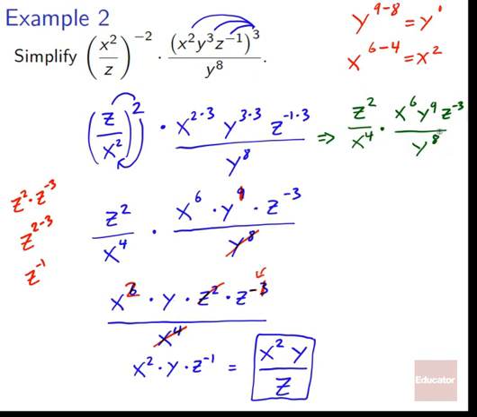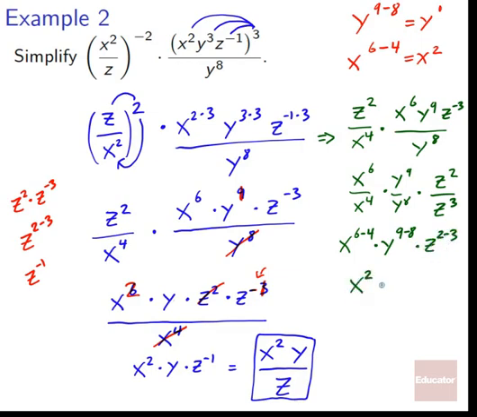At this point, we see z to the negative 3, so we could move that over, and we could go x to the 6th over x to the 4th times y to the 9th over y to the 8th times z squared, and since we had z to the negative 3, we could also write that as z cubed. At this point, we've got x to the 6 minus 4 times y to the 9 minus 8 times z to the 2 minus 3. So we've got x to the 2 times y to the 1 times z to the negative 1, which also becomes x squared y over z.